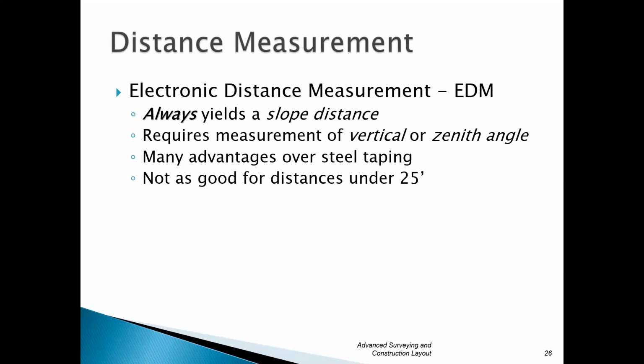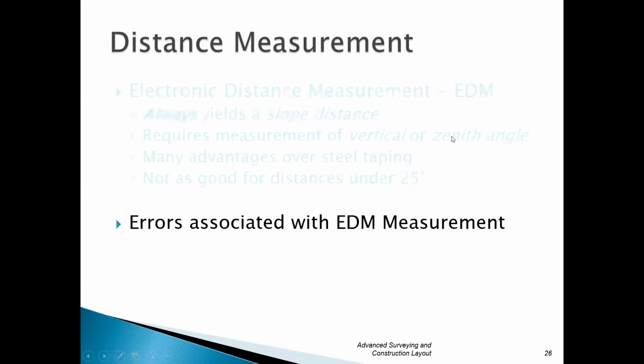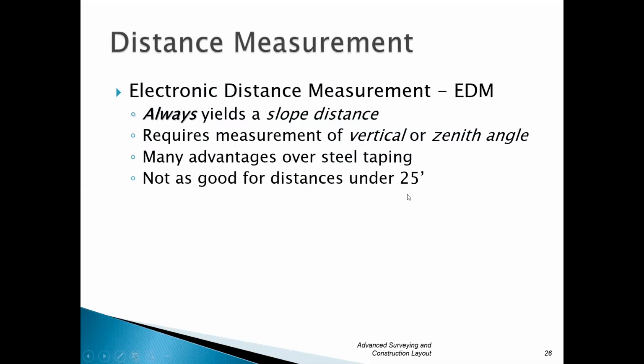So the electronic distance, a couple things to understand about it. When you're measuring with an EDM, it always yields a slope distance. So it's never going to give you a horizontal or a vertical distance. And because of that, if you want a horizontal distance, you're going to need to measure either the vertical angle or the zenith angle. And remember, by today's standards, most instruments are using a zenith angle as opposed to a vertical angle. So by taking that zenith angle, then you can calculate the horizontal based on that slope distance.